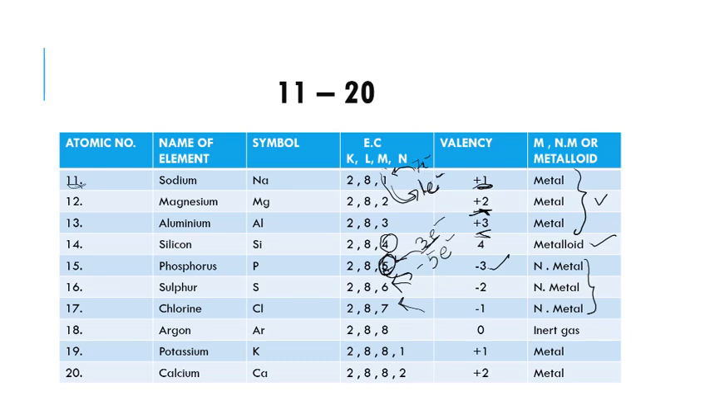Argon: obviously the outermost shell is fully filled, hence it will not form any compounds. The valency will be 0 and it is an inert gas. For potassium and calcium, obviously the valencies are plus 1 and plus 2 and these will be metals. Hope this topic is now clear for you all.